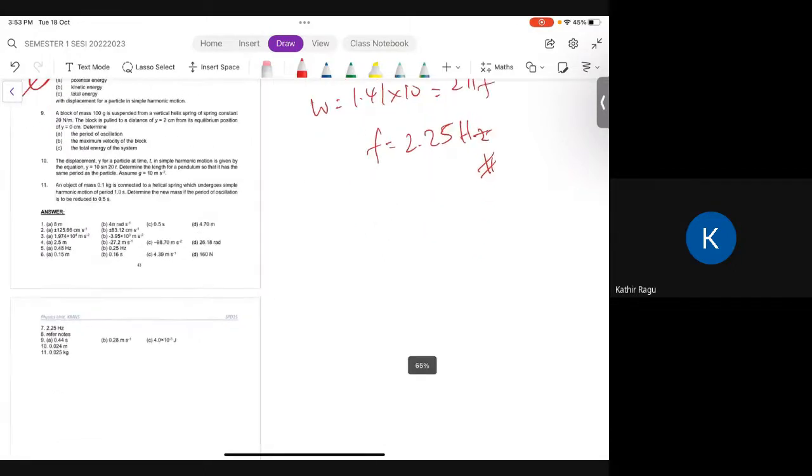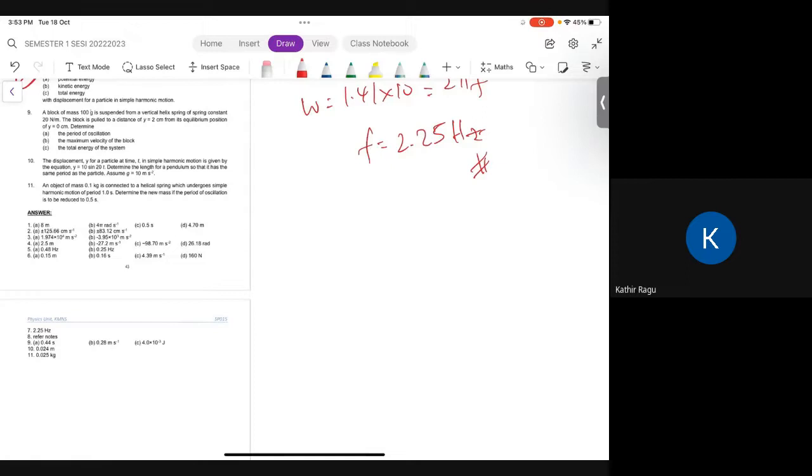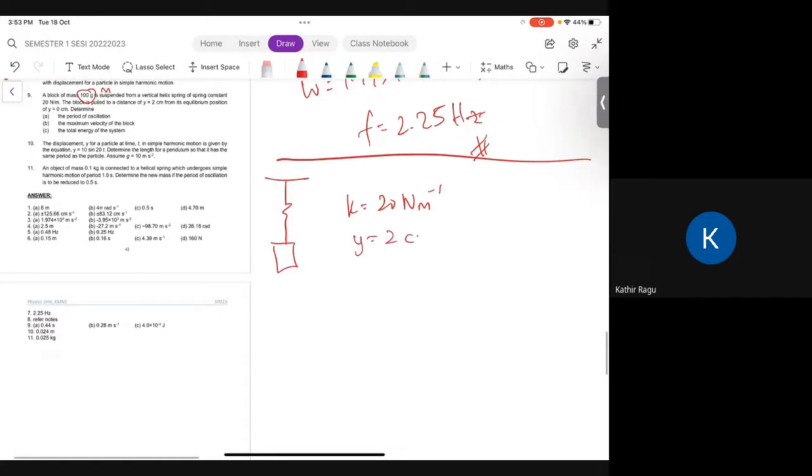Okay, question number 9. Okay, they give you mass suspended vertically. So vertically macam ni lah. Okay, they give you spring constant k is 20. Then they give you the block distance y adalah 2 cm from the equilibrium. So that is your amplitude actually, because dia kata the block is pulled by distance 2 cm from equilibrium. So itu paling maksimum lah yang dia tarik. So the question asks you to find period.